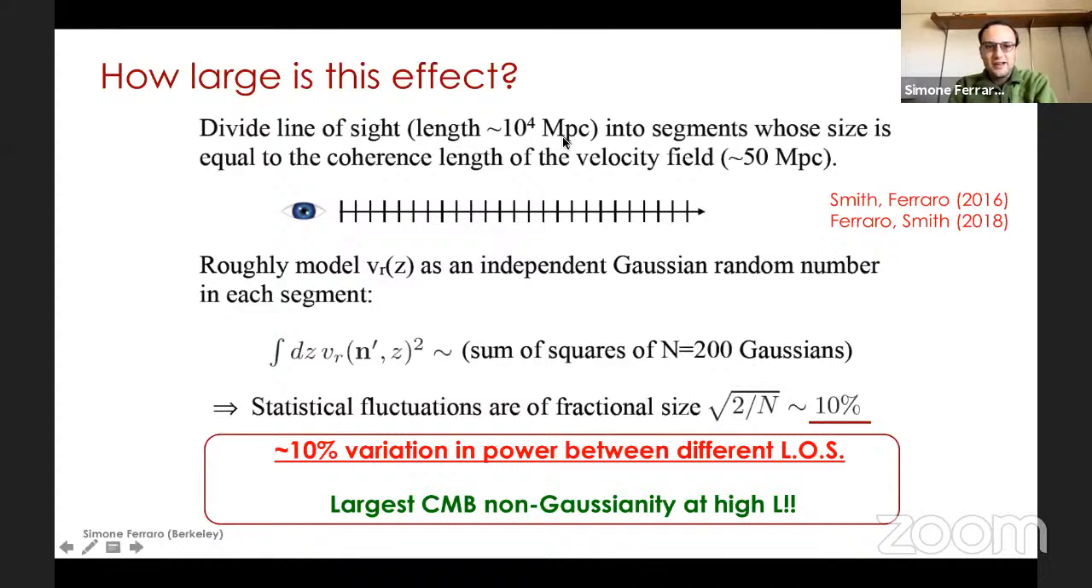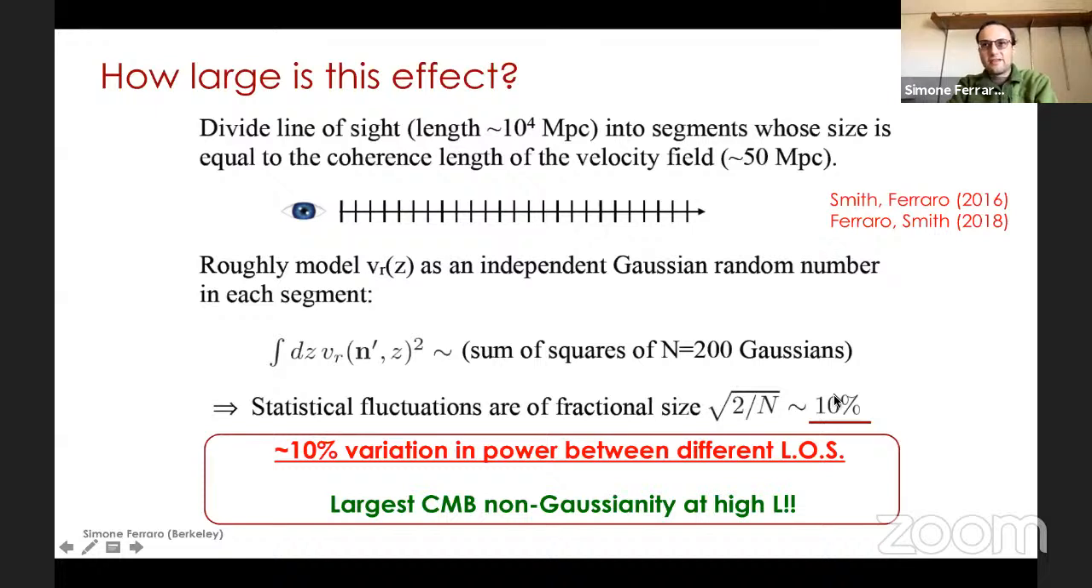So we can divide the line of sight to reionization, the length is about 10 gigaparsec, in segments which are of length of roughly the coherence length of the velocity field, which is about 50 to 100 megaparsec. Okay, so let's say we have about 200 pockets of independent velocity between us and reionization. Then this integral will vary by order root 2 over n, where n is the number of independent velocity realizations, or about 10%.